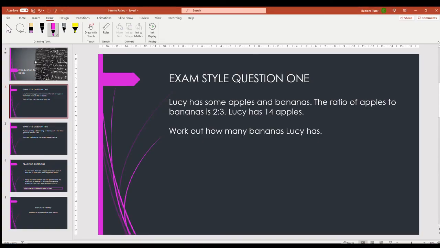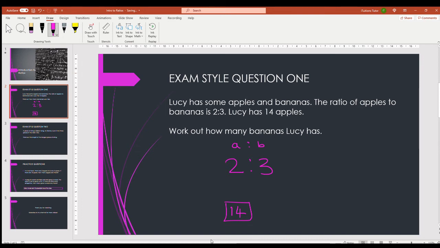Welcome back, everyone. Let's have a look at some exam-style questions. Lucy has some apples and bananas. The ratio of apples to bananas is 2 to 3. Lucy has 14 apples, and we need to work out how many bananas she has. Well, the ratio 2 to 3 is written in its simplest form. We know that because Lucy has 14 apples, not 2. And we need to use the ratio 2 to 3 to work out how many bananas she has, which means we need to go back to the original ratio before it was simplified.